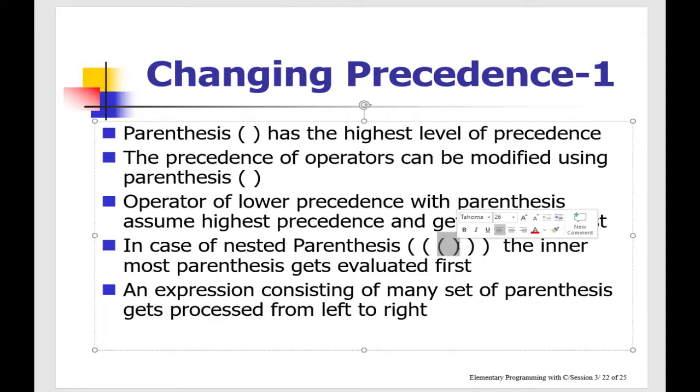So we'll start with this. After we solve this, then we solve this. Then finally we get to the outermost set of parentheses or brackets. An expression consisting of many sets of parentheses gets processed from the left moving to the right.